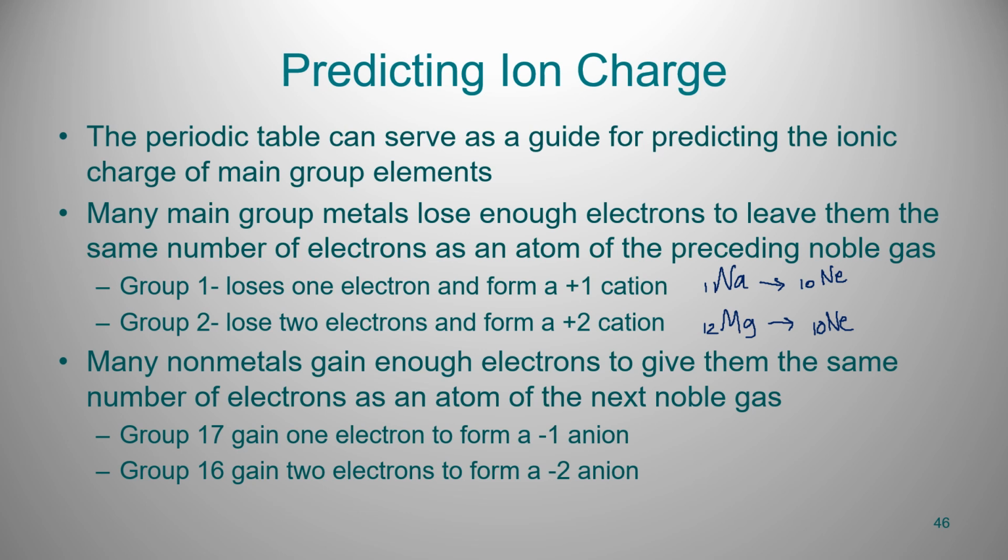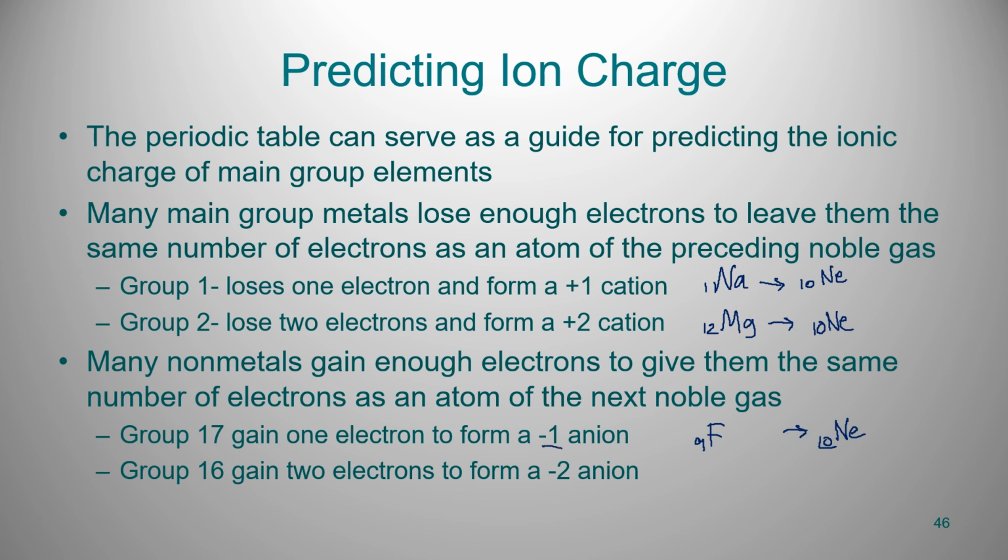Now the nonmetals on the other end of the periodic table want to gain enough electrons to be the same as the next noble gas. So those in group 17 or 7A, depending on how you label it. If you look at fluorine, fluorine actually also wants to be like neon because that's the next noble gas after it. Fluorine has 9 protons and electrons. So fluorine wants to gain 1 electron to try to be 10. So that's why it forms a -1 ion.